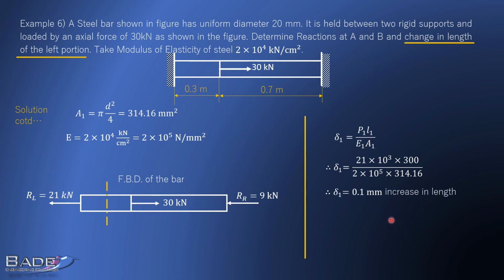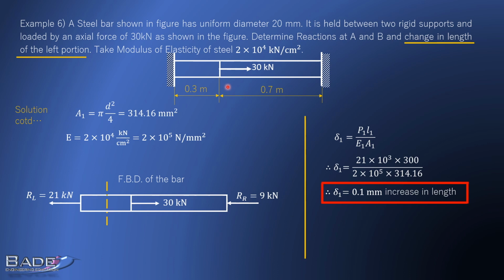Complete the calculations. So delta 1 is 0.1 millimeter increase in length. It is pull type of force on the first part, so it is increase in length, obviously. So this is how we have answered the question, change in length of the left portion. Okay. Now you tell me, how will you find change in length of the right side portion?